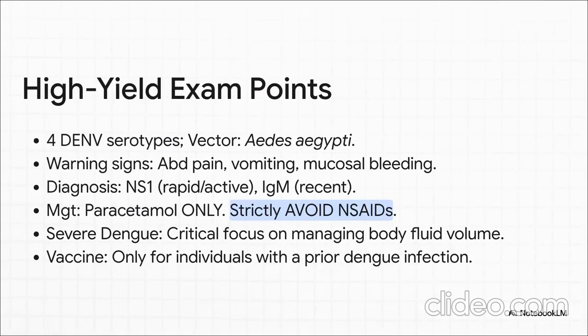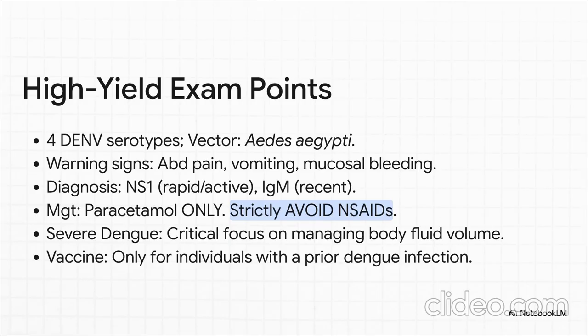All right, exam time. These are the points you absolutely have to know. 1. It's caused by DENV, which has 4 serotypes. 2. The primary vector is the Aedes aegypti mosquito. 3. Clinically, you must recognize the warning signs: severe abdominal pain, persistent vomiting, and mucosal bleeding. 4. For diagnosis, remember NS1 is your rapid early test and IgM is for a recent infection.